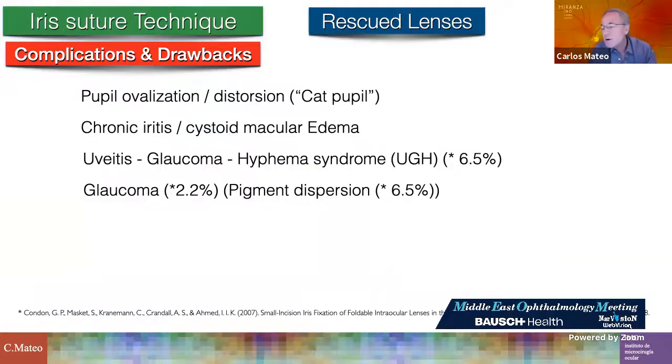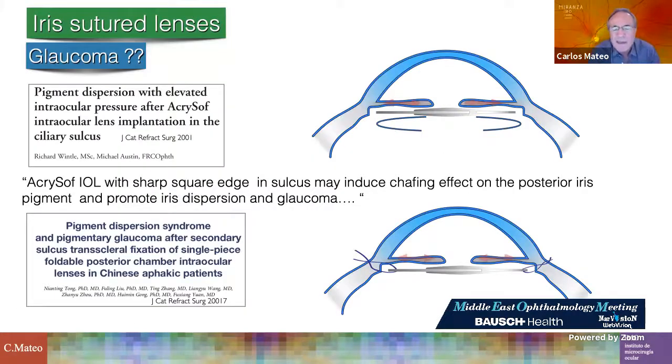But there are other complications that have been described: chronic iritis, cystoid macular edema, but this is pretty similar to other techniques, uveitis, glaucoma, hyphema syndrome, glaucoma because of the pigment dispersion. Let me tell you one thing, perhaps the data on pigmentary dispersion comes from old series where you had a problem and then you leave these lenses, actually soft lenses, in the sulcus, moving free, and then they may induce a chafing effect on the posterior iris pigment and promote pigment dispersion and glaucoma.